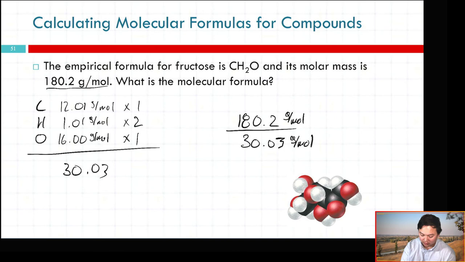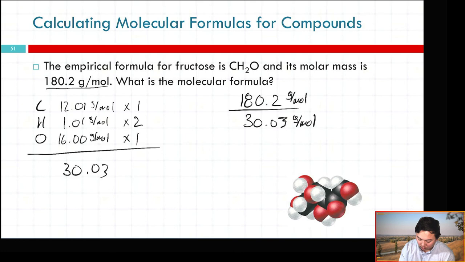And our answer will be, so n equals this. Should be something like 6. Sorry, 180.2 divided by 30.03. And it comes out to 6.00. So now we have our formula for fructose, and we're going to take each of those subscripts and multiply it by 6.